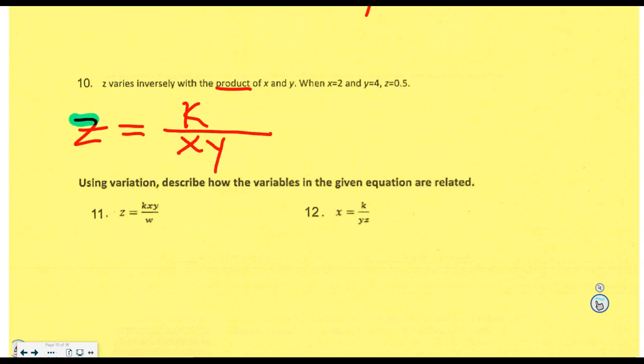So z varies inversely, which means if they had said directly, I'd put, or sometimes it'll say jointly if it's with two things. But if it had said directly with the product of x and y, I'd write k times xy. If it had said jointly with xy, I'd do k times xy. Now, you guys go figure out the k, because that's what I need to replace.